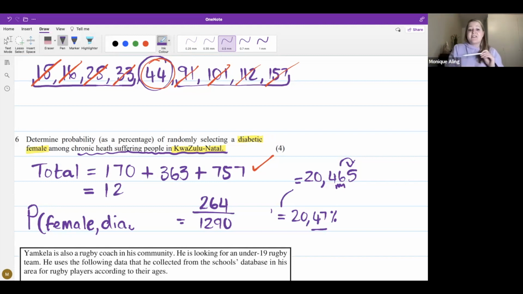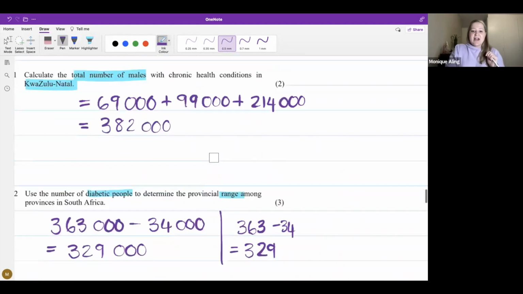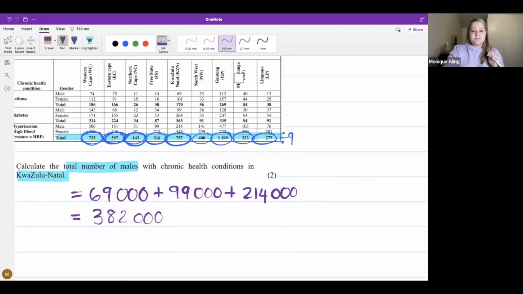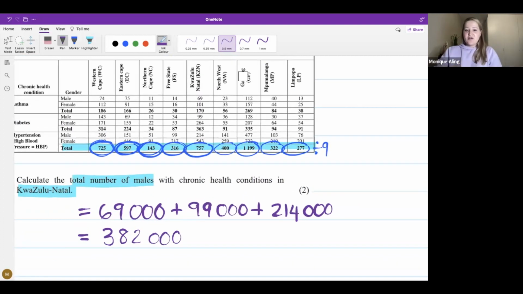Okay, so the chronic health suffering people in KZN, so that included everyone that was sick. So you had to go to the KZN column and get the total. So there were 170,000 people who suffered from asthma in KZN, 363 that suffered from diabetes in KZN, and 757 that suffered from hypertension.